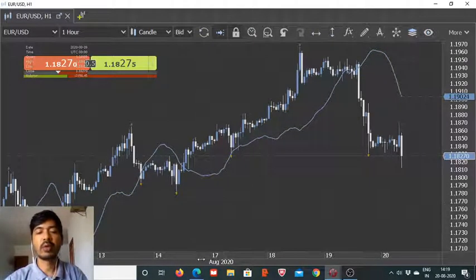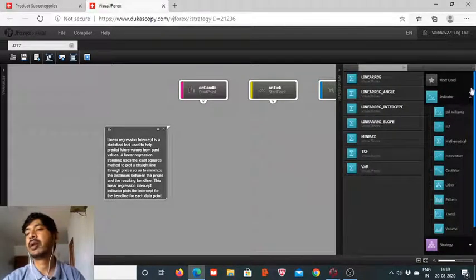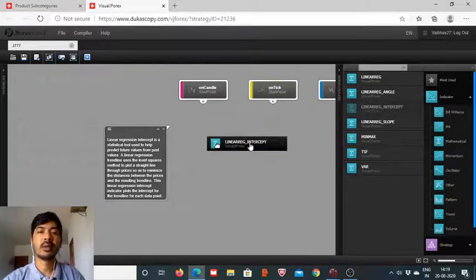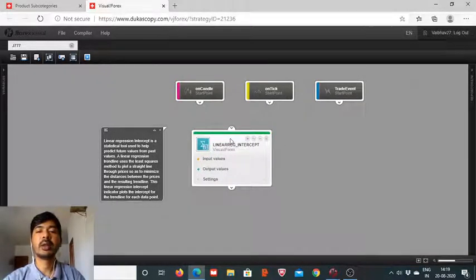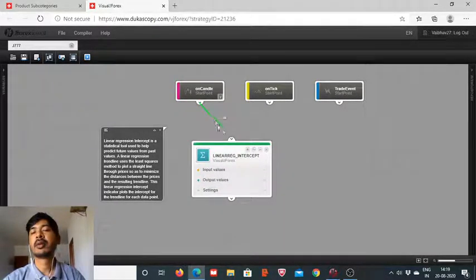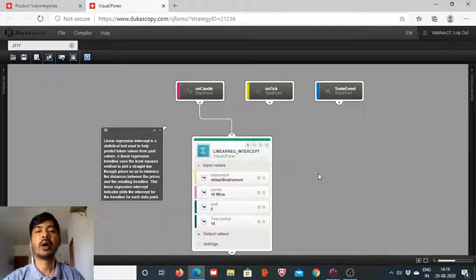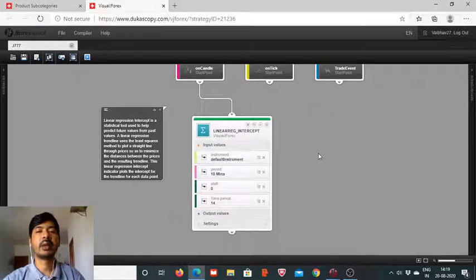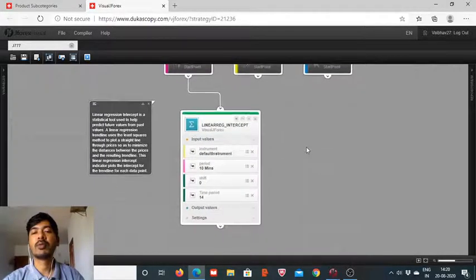Now let us go back to the Visual JForex platform to add the indicator block and see its input parameters and then output parameters. This is the linear regression intercept indicator block. The start point can be any of the three. So here for today's setup, we rely on the on candle. Each minimum is a 10 seconds candle, so every 10 seconds, the iteration of the algorithmic setup will take place.